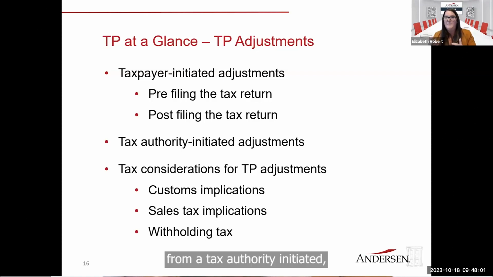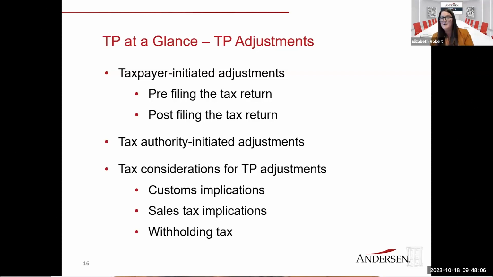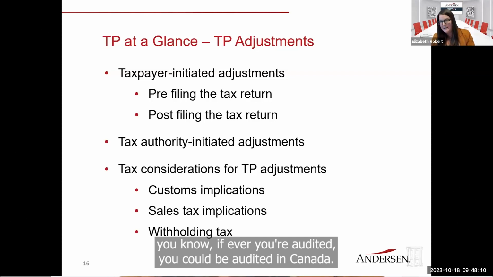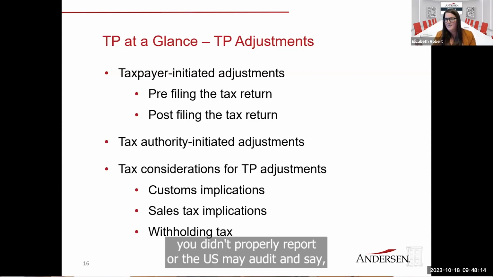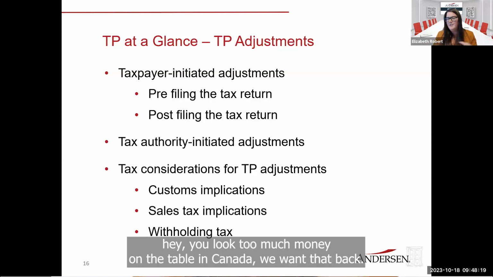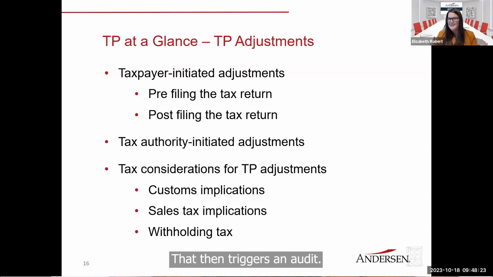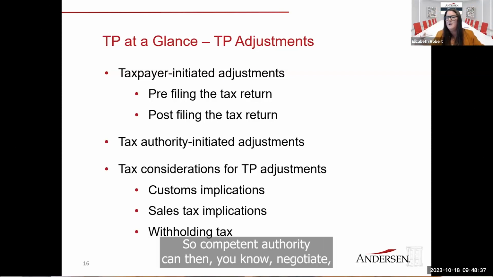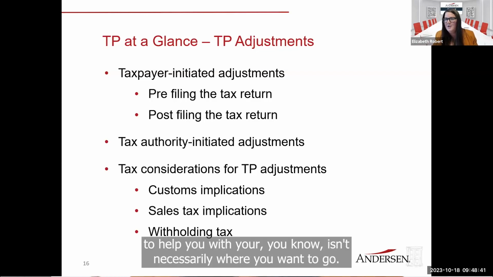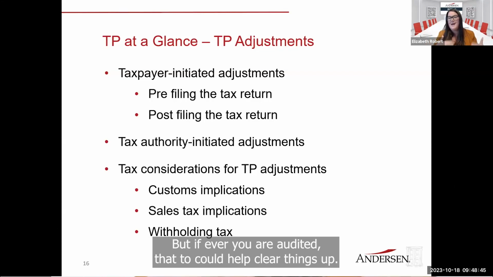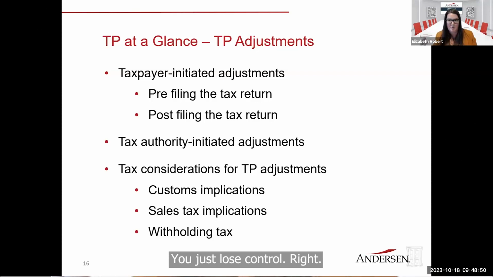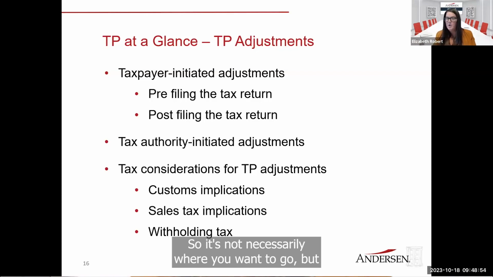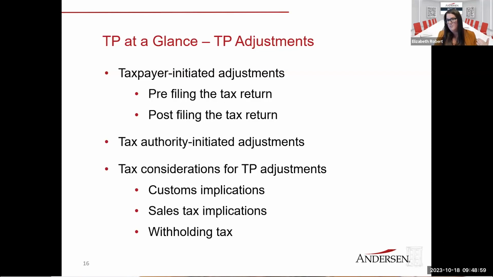Now, from a tax authority initiated perspective, if ever you're audited in Canada, that's going to create an adjustment if they feel you didn't properly report. Or the US may audit and say, hey, you left too much money on the table in Canada, we want that back. The US will do an audit once the reassessment is issued. Then because it's transfer pricing, you have access to competent authority, which can negotiate. It isn't necessarily where you want to go, because you lose control, as it's now in the hands of the tax authority. But a tax authority audit could also correct things from a government perspective, at least.